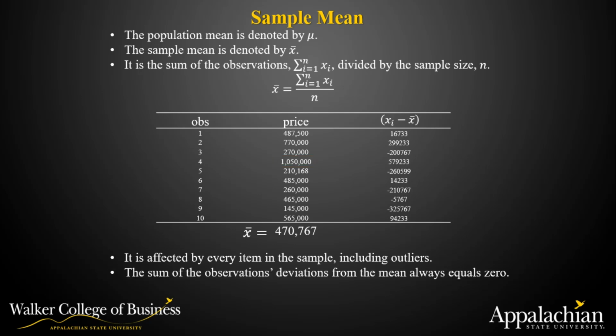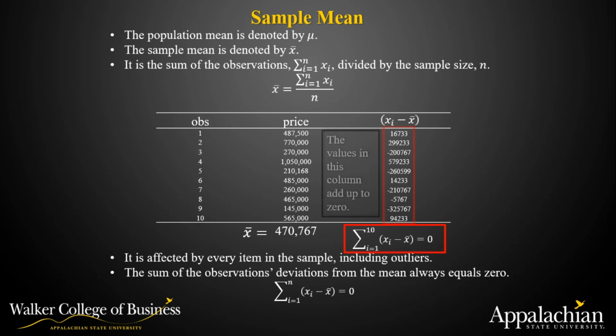Another property of the mean is that the sum of the observations' deviations from the mean is always equal to 0. That is, if we subtract the mean from each observation and then add up all those deviations, that sum will equal 0. So subtracting 470,767 from each of the houses' prices will result in the deviations that we see in the column to the right. And if we sum up the values in the column to the right, that sum will equal 0.